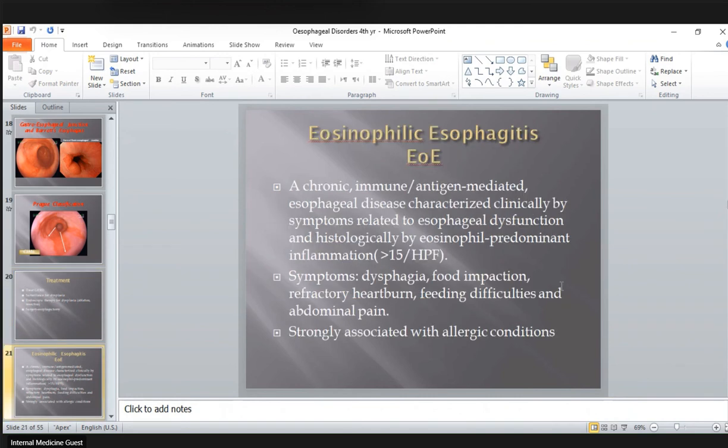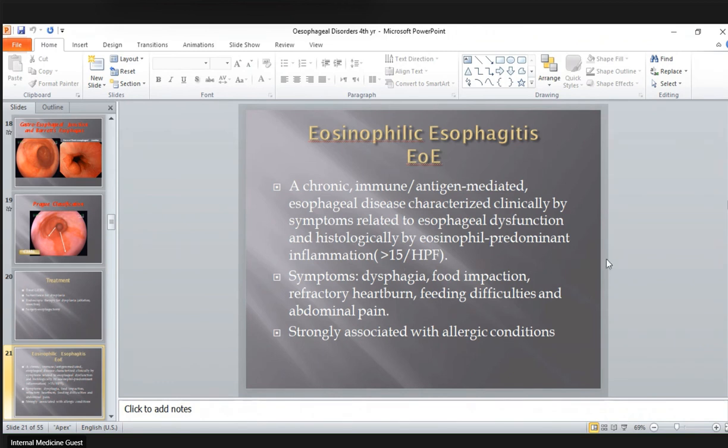Now, eosinophilic esophagitis, it's simple. When you have an increased number of eosinophils in the esophageal mucosa, that's more than 15 per high power field, and associated with certain symptoms, the main symptoms: dysphagia, food impaction and refractory heartburn, occasional abdominal pain. So the main symptom is really dysphagia.